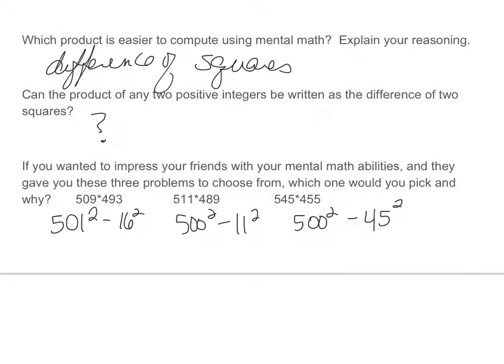Okay, for that one, I just quickly went through the numbers. It's just asking, if you wanted to impress your friends with your mental math abilities and they gave you these three problems to choose from, which one did you pick and why? Oh, that's a typo, sorry. I honestly don't have 16 squared memorized, or definitely 45 squared memorized. I have 11 squared memorized, and it's easy to square that. So that one would be the one I picked, because I'd need a calculator to figure the others out.